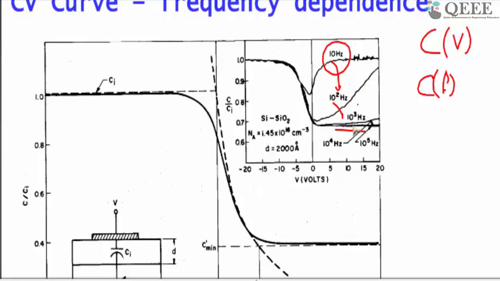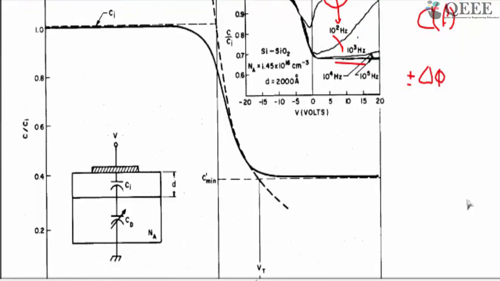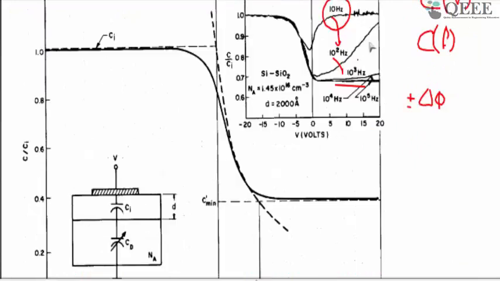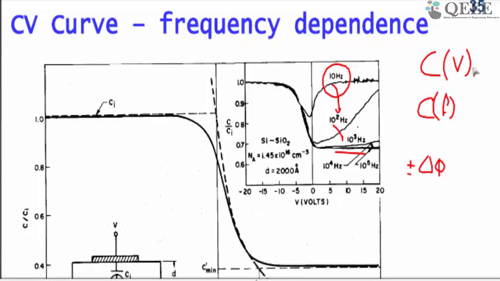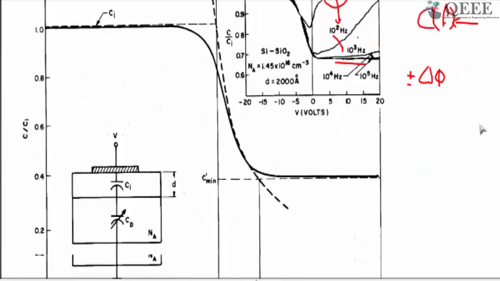That means the inversion layer is not able to respond to the AC signal. You have to keep in mind the inversion layer doesn't vanish. It is still there, but it cannot supply the delta Q charge. It cannot go plus delta Q or minus delta Q. So your capacitance is a function of voltage and also a function of frequency.